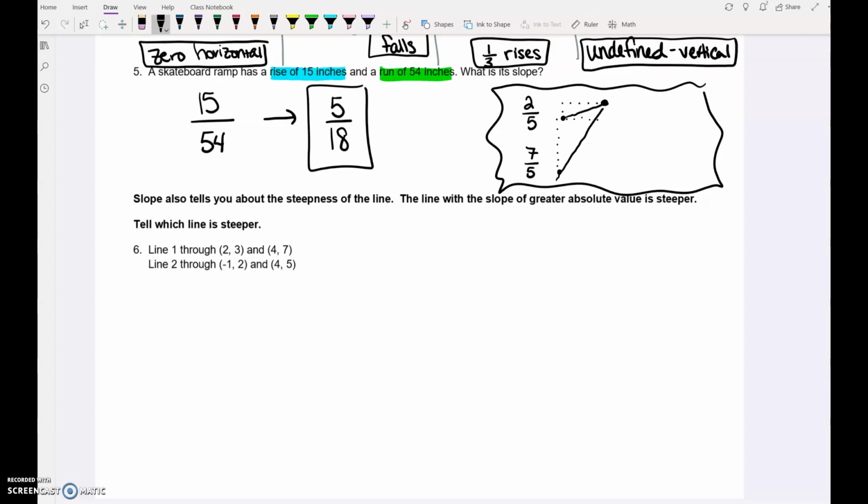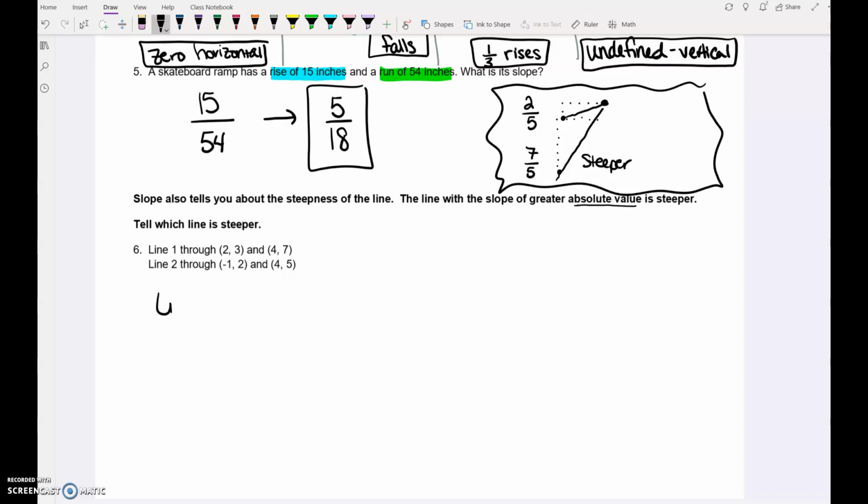Which line is steeper? The line with 2/5 slope or the line with 7/5 slope? The one with 7/5 is steeper. 7/5 is 1 point something, 2/5 is 0.4. So the larger the number, the steeper the slope. And this says the line with the slope of greater absolute value. So basically ignore the negatives. Whichever number, if it were positive, is larger than the other, that would be the steeper line.